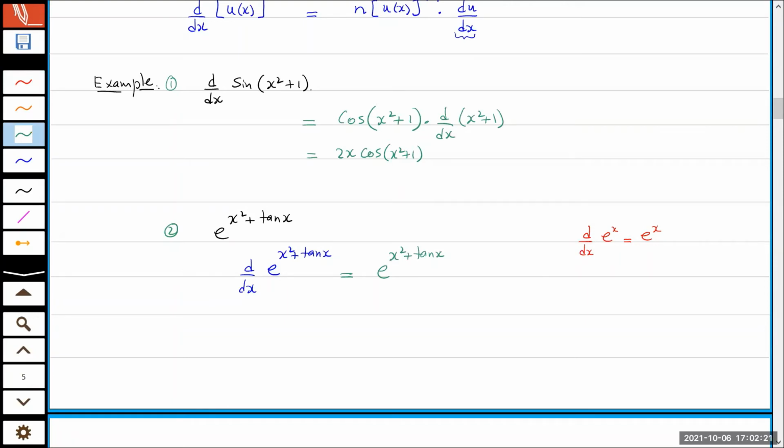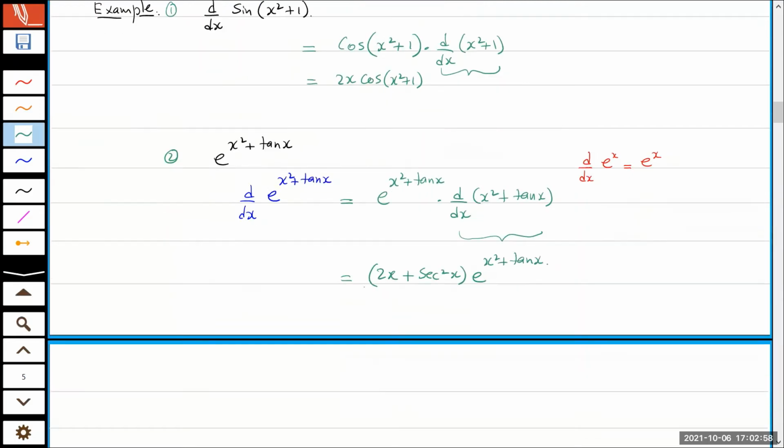Now I deal with the function on the top. I have to multiply this with the derivative of x squared plus tan x. This is the derivative of g of x that we have in the general form of the composition. Now I take the derivative of x squared plus tan x. This is 2x plus the derivative of tan x, which is secant squared. And then I multiply it with e to the x squared plus tan x. That would be the derivative of e to the x squared plus tan x. Another example.